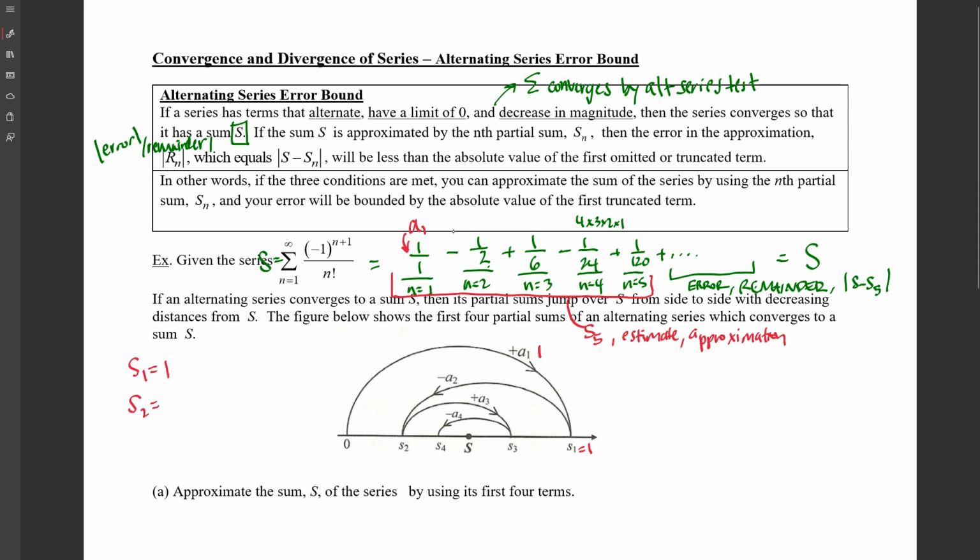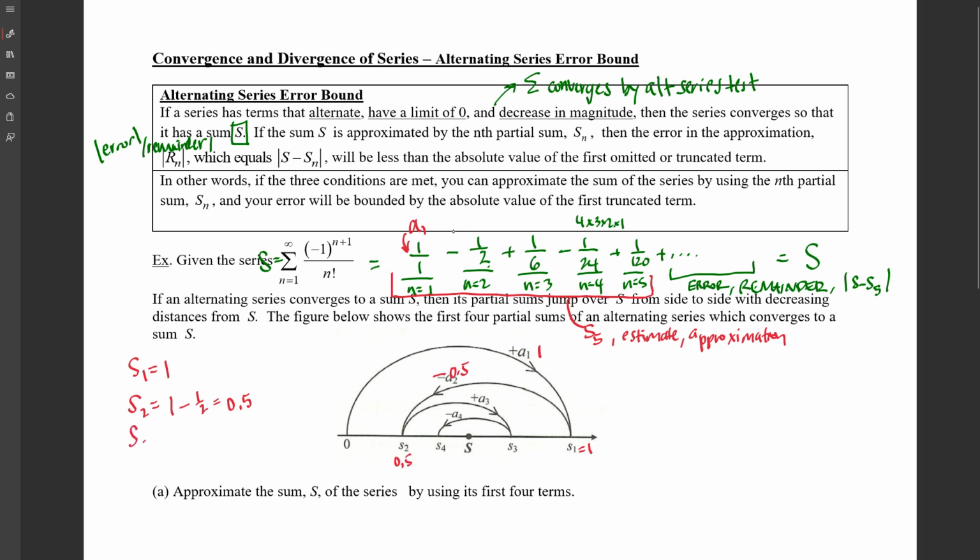Well, S2 is the sum of the first two numbers, so that's going to be 1 minus 1/2, which in this case will be 0.5. This number is added 1, and I subtract 1/2, so I'm going to subtract 0.5. And what do I get when I subtract 0.5 from 1? I'll get S2, which is 0.5.